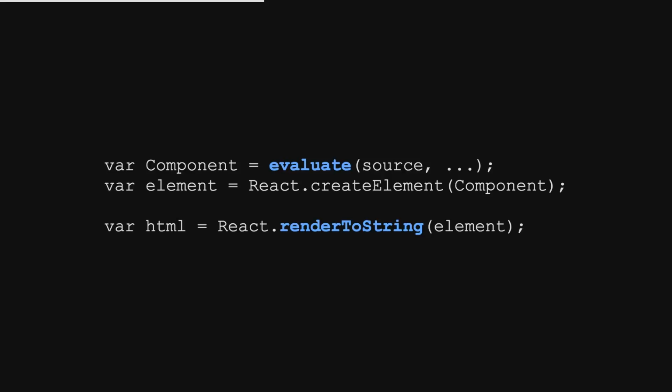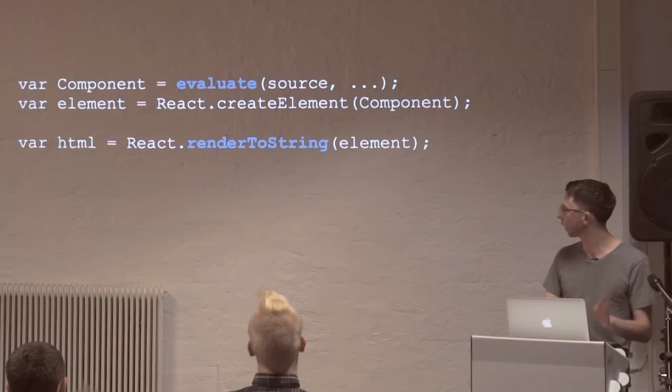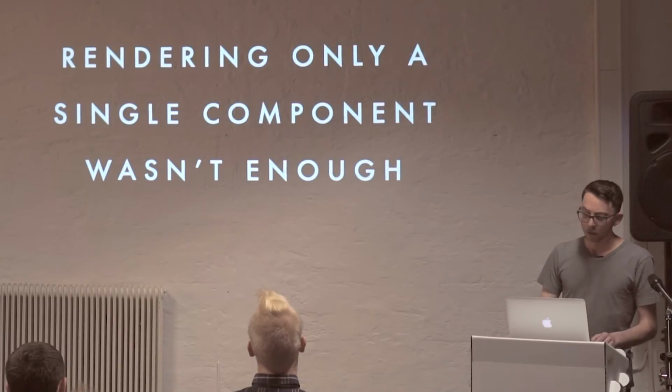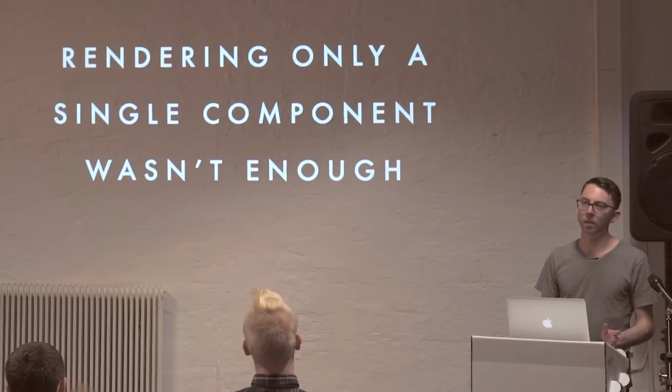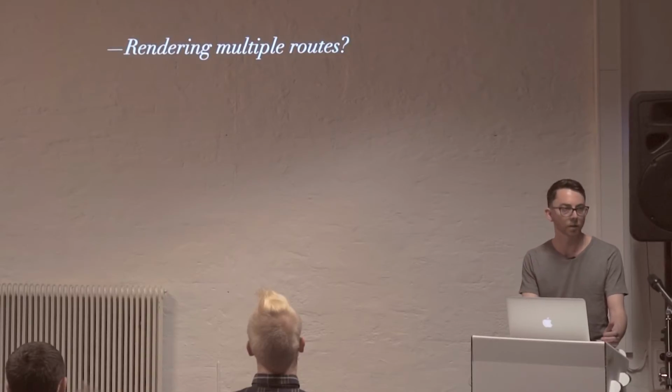And of course, Webpack allows you to create a new file with the contents being that HTML that we just generated, but I won't go into that now. Now, I quickly found that rendering only a single component wasn't enough. If I'm demoing something, I'm probably going to want to have multiple pages at some point and get a little bit more complex. So what happens if I want to render multiple routes?